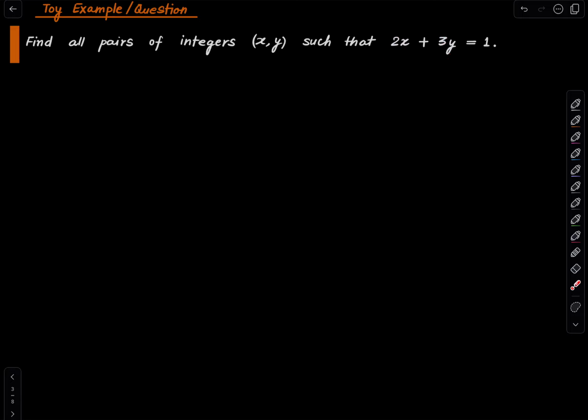And it is easy to find one such pair of integers, namely x, or let me call it x naught. So here is the solution. Let x naught be equal to 2 and y naught be equal to minus 1. Then clearly 2x naught plus 3y naught equals 1. So this is just one solution.